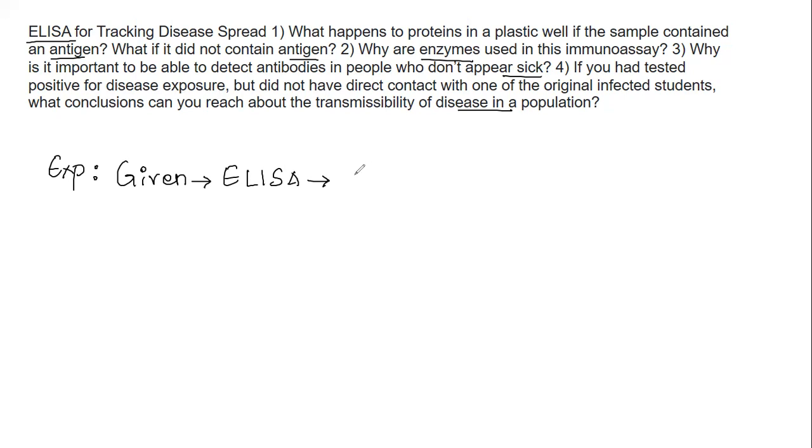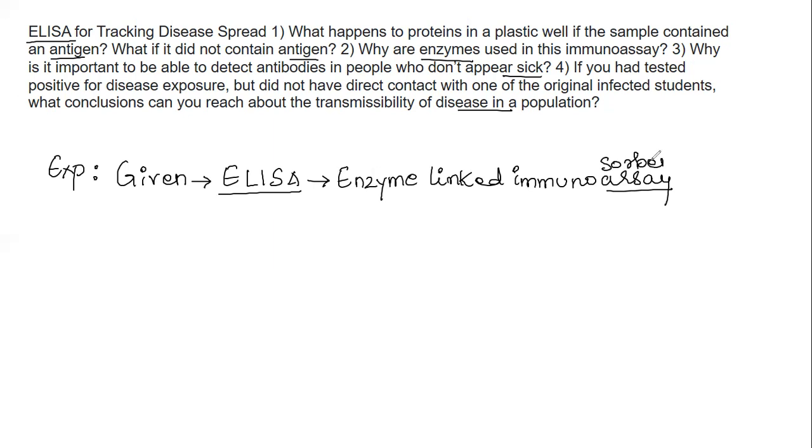ELISA is an abbreviation for enzyme linked immuno assay. Otherwise, it is also called enzyme linked immunosorbent assay. So E for enzyme, L for linked, I for immuno, S for sorbent, and A for assay. Sometimes the sorbent is removed and it is called immunoassay.